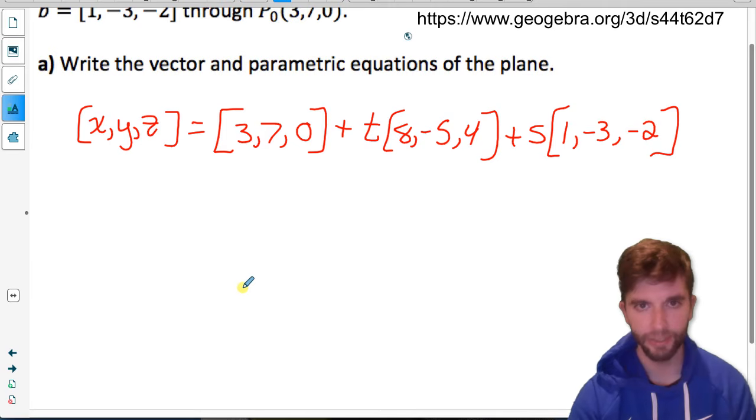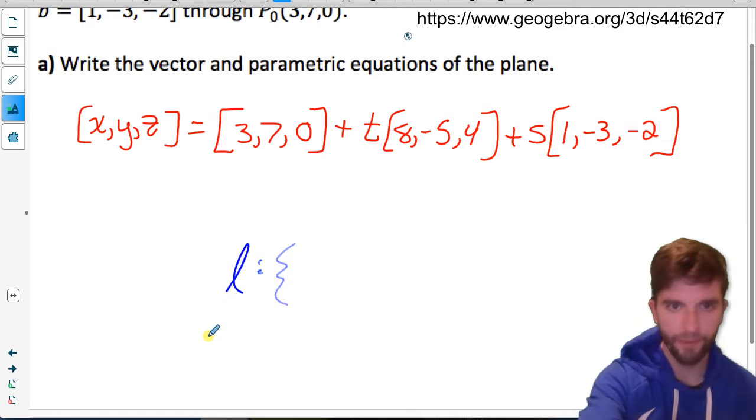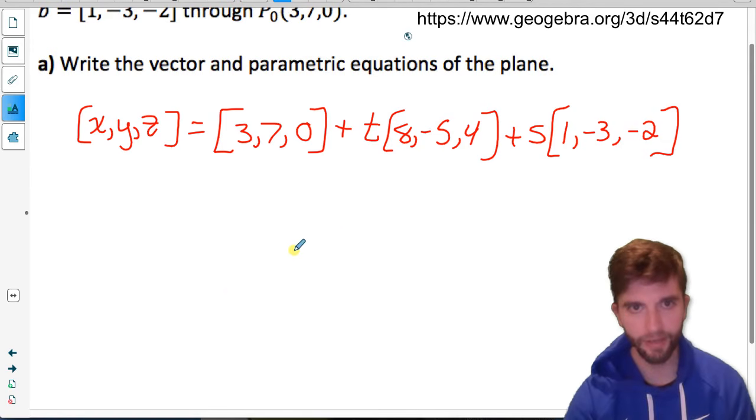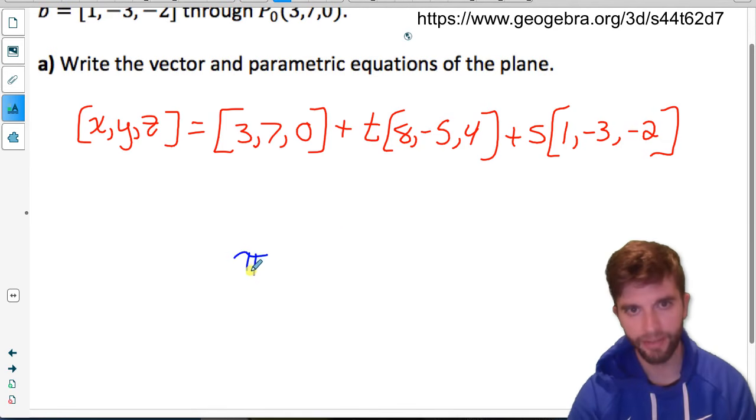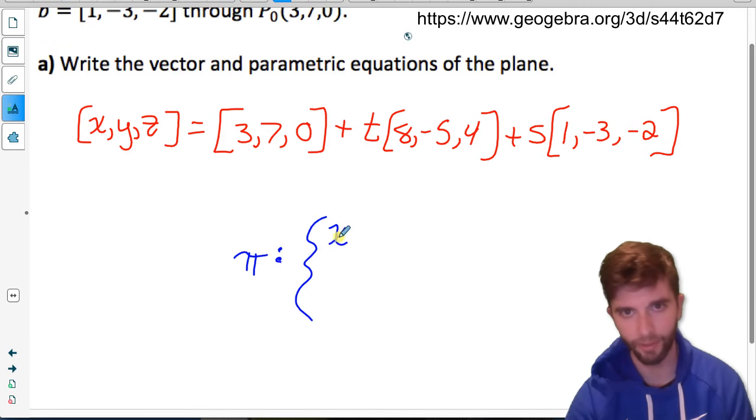Okay, let's write the parametric equation of the plane. When writing the parametric equation of lines, we wrote L and then the parametric equations. But for a plane, we'll use a Greek letter P. That's the pi symbol. And now we'll need the 3 parametric equations. One for the x component.